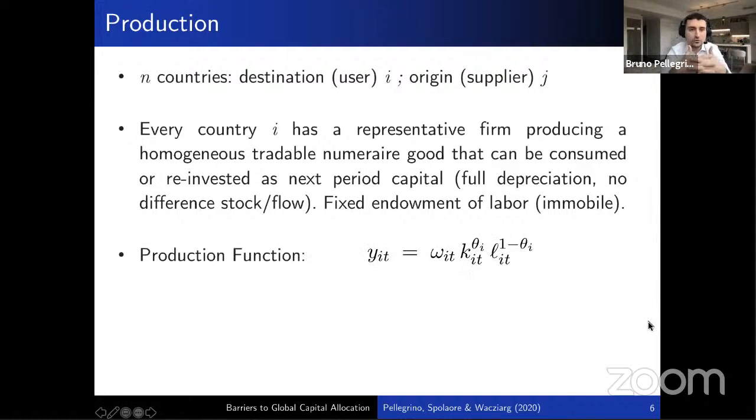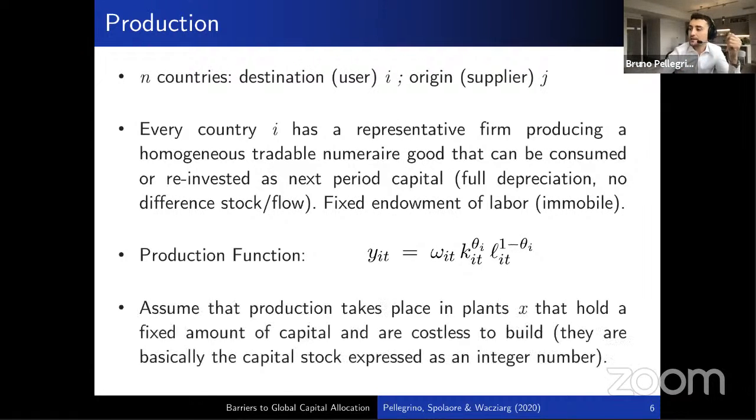We assume that each country uses a Cobb-Douglas production function with country-specific elasticities. And this is the non-standard tweak. We assume the production takes place in plants. We use X to index these plants. And these plants hold a fixed amount of capital. They are costless to build and decommission. So what that means in practice is that plants for us are simply a discrete version of the capital stock.